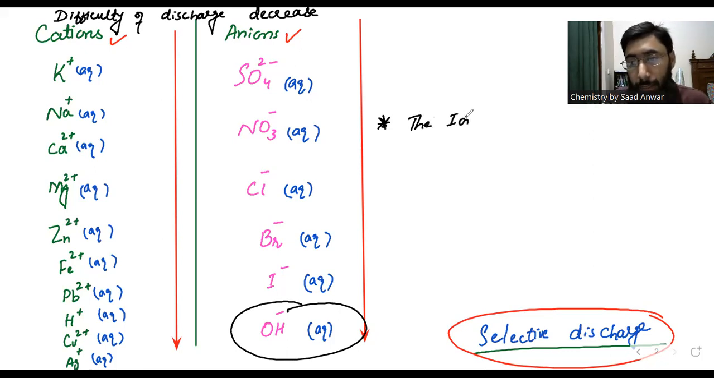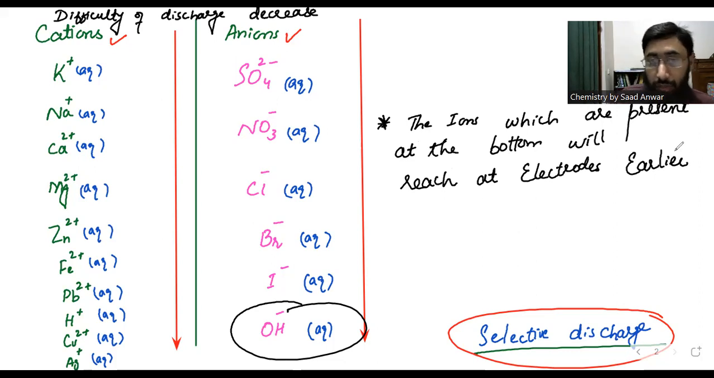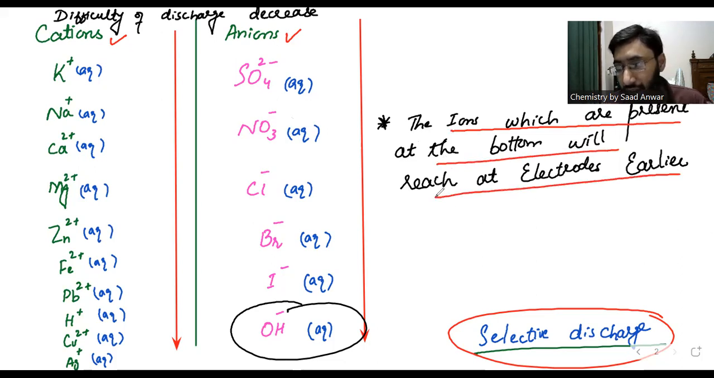The ions which are present at the bottom will reach the electrodes earlier, and the ions which are present at the top will not reach. The ions which are present at the bottom will reach the electrodes earlier and will discharge first.